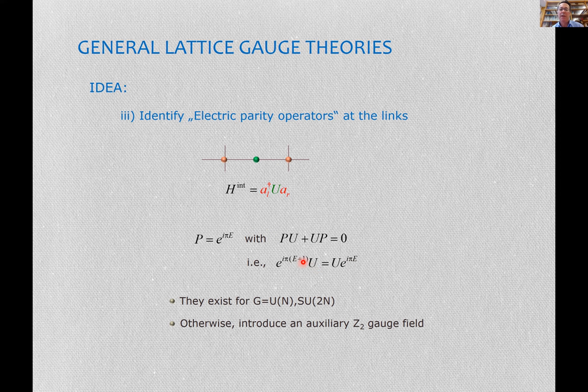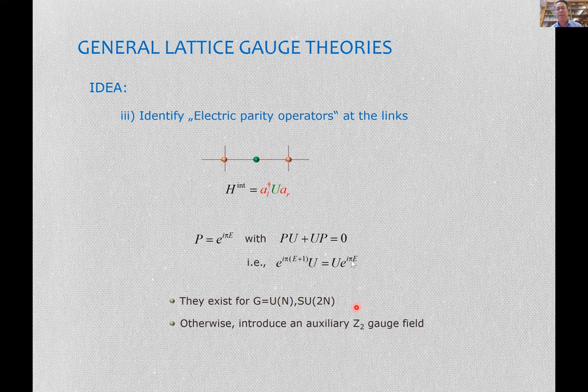In fact, it's very easy to see that if your gauge group is U(N) or SU(2N), it always exists, and you can construct it explicitly. We construct it in the paper. Now, if you have something that is not SU(N), for example SU(3), then you cannot apply this trick. There exists no operator that fulfills this. There is a way of getting around it, which I will not explain here: you add yet another bosonic degree of freedom that is trivial, which has a C2 gauge symmetry. But I will skip that.